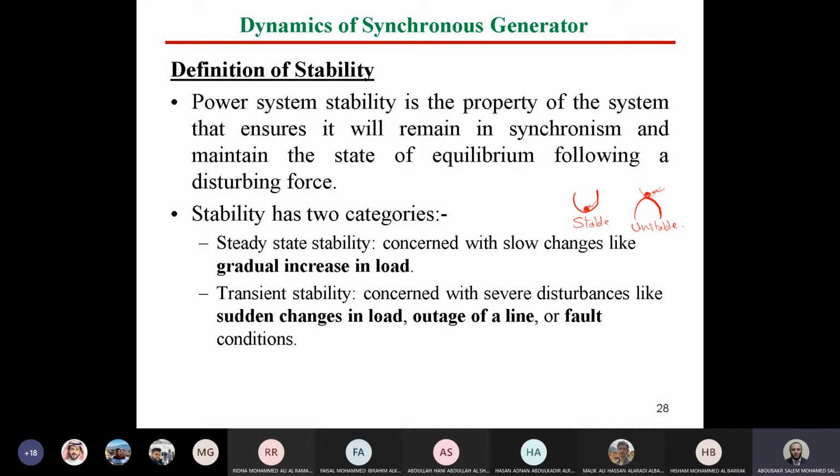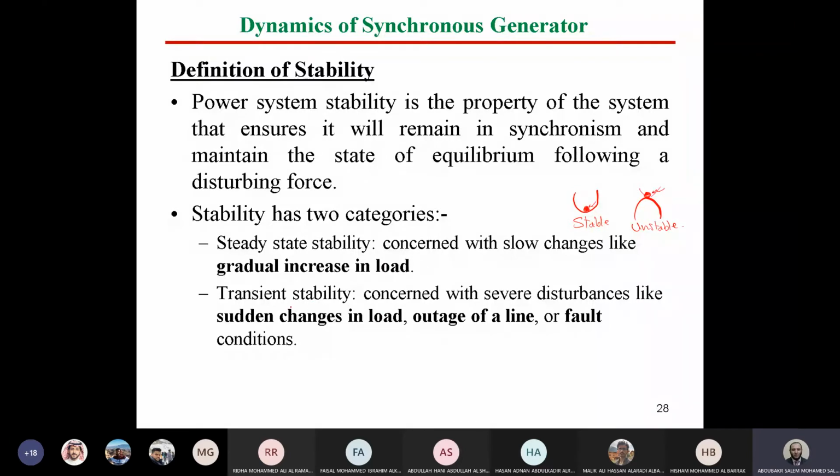Stability has two categories. What are the two categories we care about here? The first is steady state stability, which means the machine is already working at steady state, and we have some changes due to, for instance, load change, but a gradual increase in load, not a sudden increase. So we can consider this as steady state stability. However, we also have another category, which is transient stability.